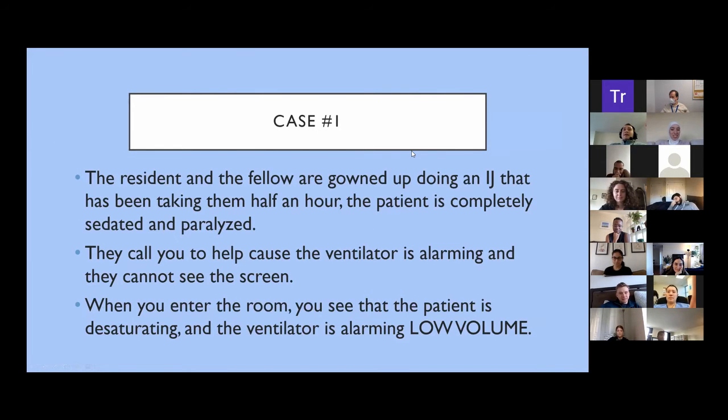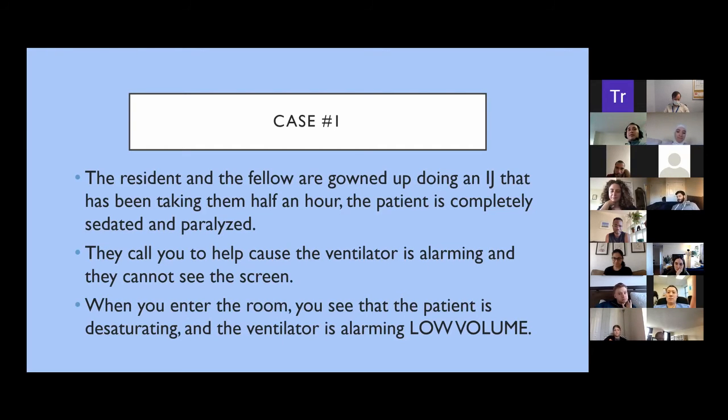The resident and the fellow are gowned up doing an IJ that has been taking them half an hour. The patient is completely sedated and paralyzed. They call you to help because the ventilator is alarming and they cannot see the screen. Whenever you're doing a procedure on the neck, turn the monitor of the vital signs towards you and turn the ventilator towards you, because once you're gowned up you won't be able to see anything. It's just a tip of advice, because otherwise this happens.